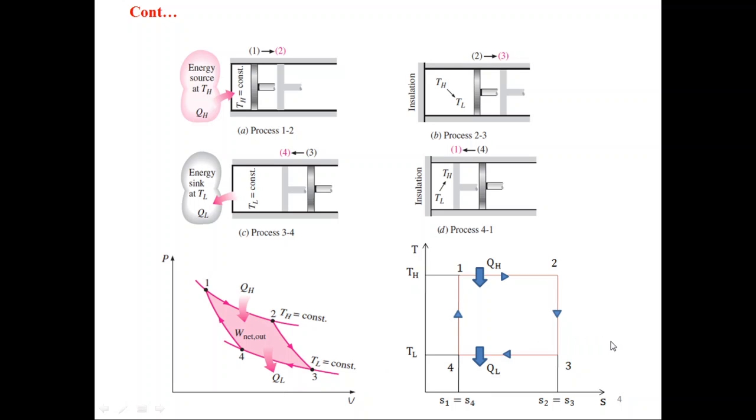In the TS diagram, 3-4 is the reversible isothermal compression process. So it is represented by a horizontal line. That means T3 is equal to T4 is equal to TL, and it is rejecting QL amount of heat to the energy sink at temperature TL.